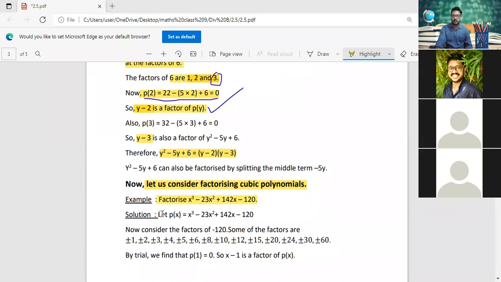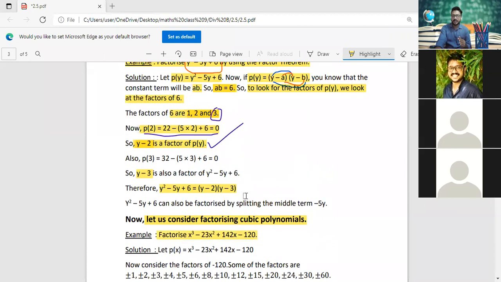Now, the solution. First of all, whenever you are given a question from this chapter, you should name that polynomial. In that manner, you can avoid writing that polynomial in each step. Instead, let this polynomial p of x be equal to x cube minus 23x squared plus 142x minus 120. Then instead of writing the lengthy polynomial, you can write p of x only. So first of all, name that polynomial.